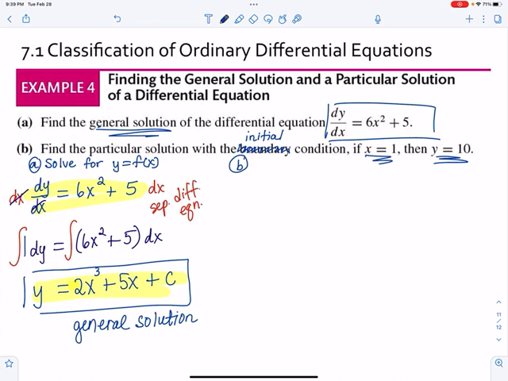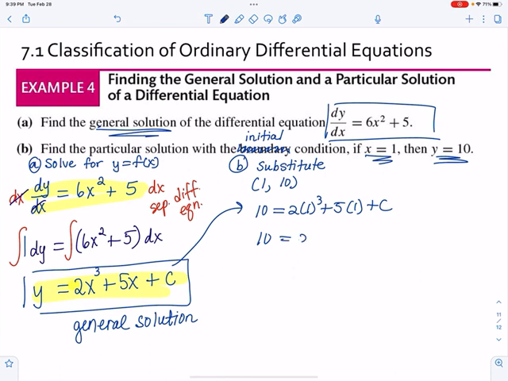So what I'm going to do is, just like when I verified, I'm going to substitute. So I'm going to substitute 1 for x and 10 for y into my general solution. And I think we've had this before. 10 is equal to 2 times 1 to the third plus 5 times 1 plus c. 10 is equal to 2 plus 5 plus c, which is 7. So c is equal to 3.